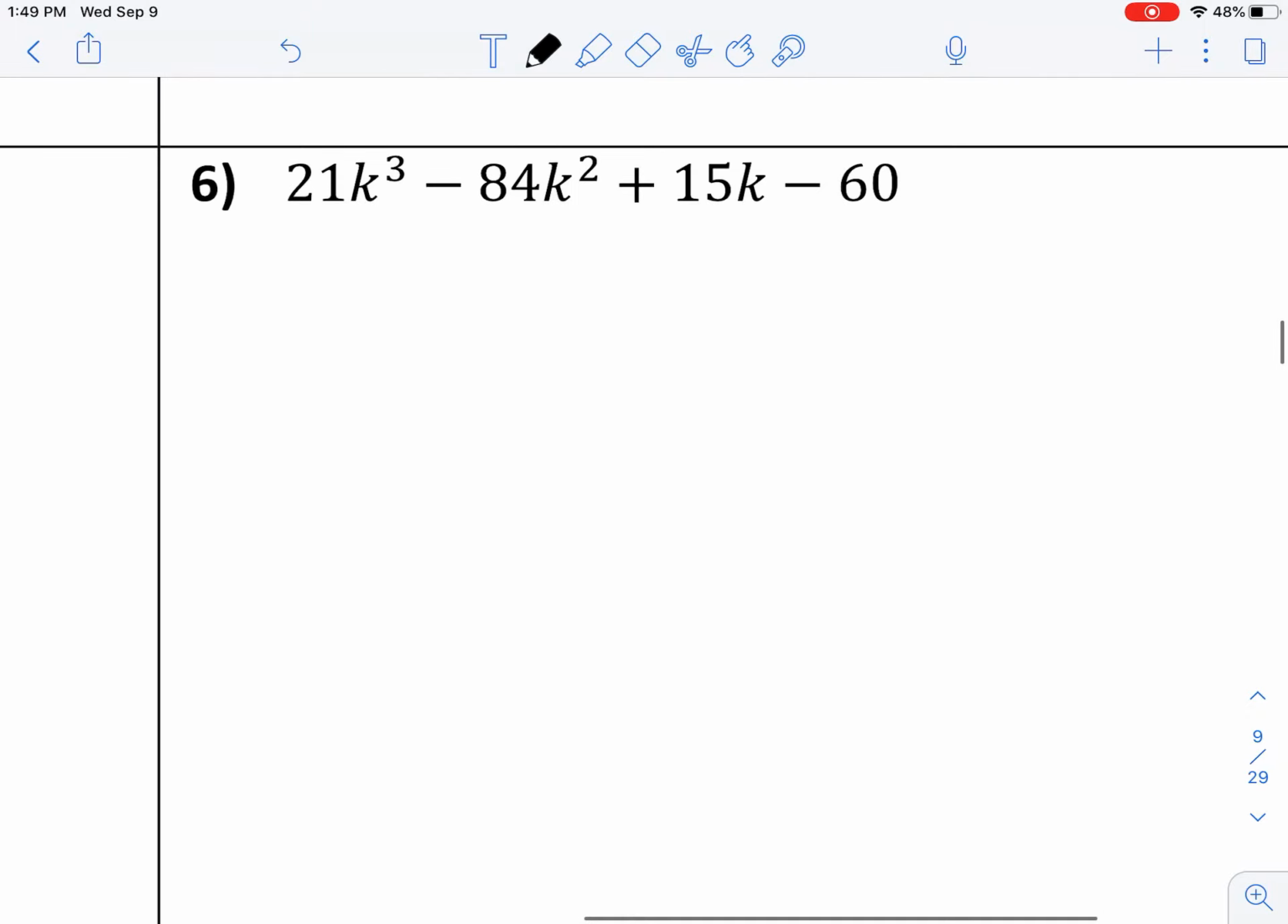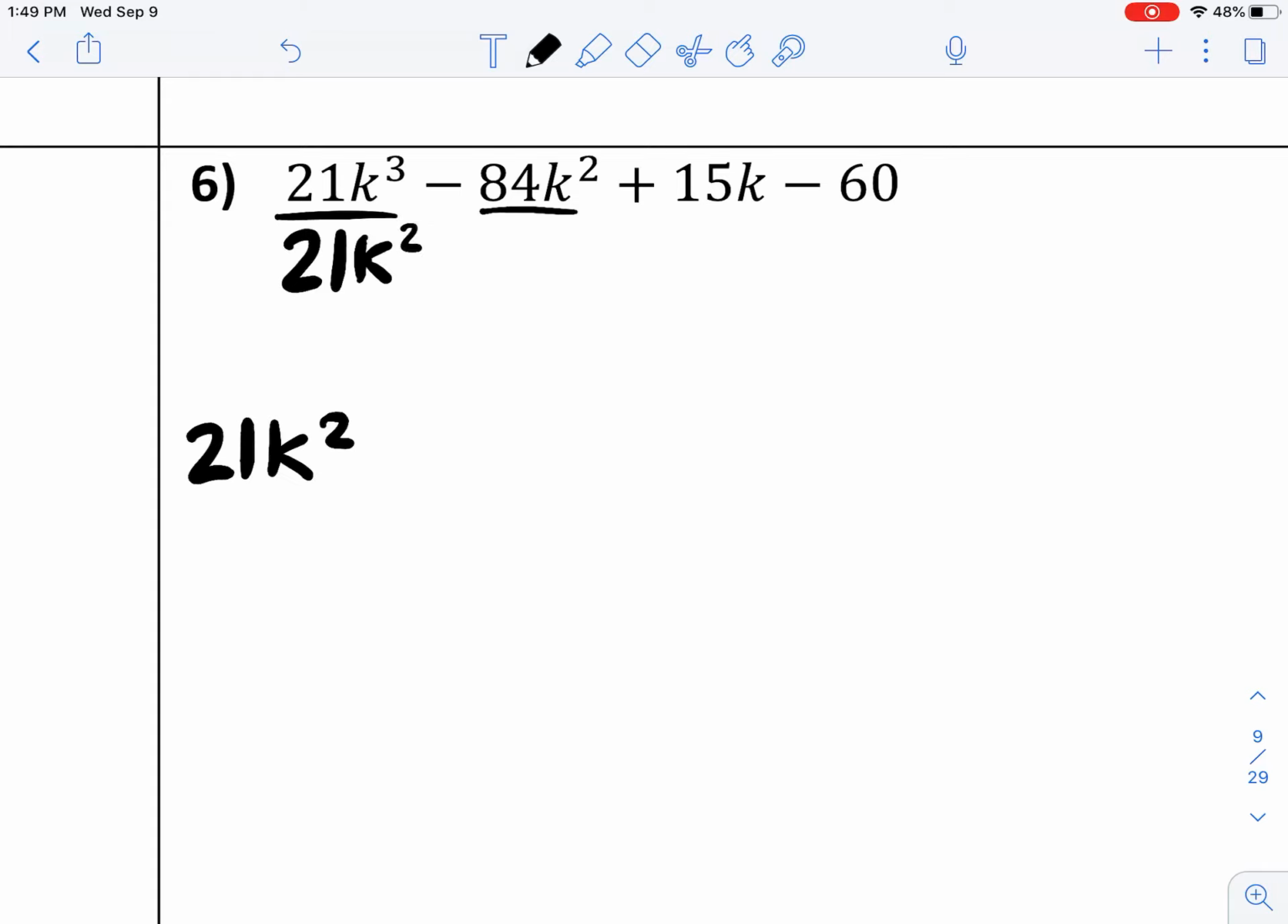Number 6, my GCF between 21k cubed and 84k squared. Well, 21 goes into 21 and 84, so it's 21k squared is my GCF. I picked k squared because that was the smaller of the two exponents. So I'll divide 21 divided by 21 is 1. K to the third divided by k squared is k to the first. Minus 84 divided by 21 is 4, and my k squareds cancel out.